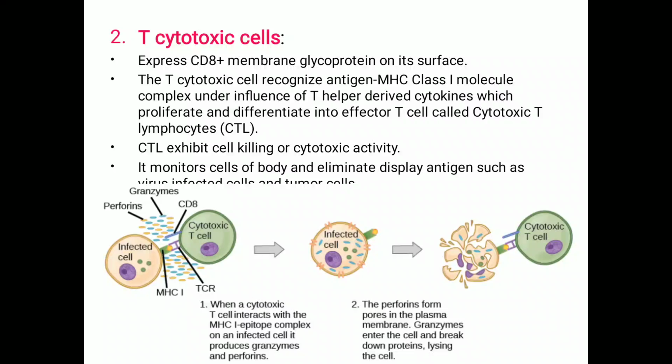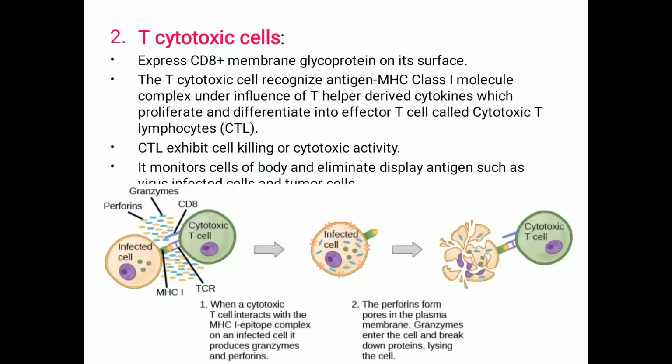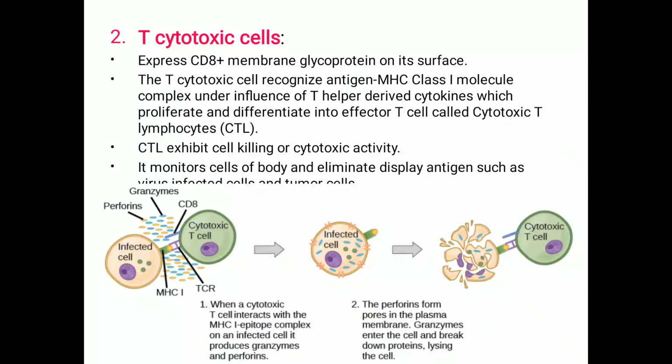So here you can see in this picture that the T cytotoxic cells present the CD8 positive membrane glycoprotein on their surface, and this T cell receptor will only recognize the antigen when presented by class I MHC molecules on the surface of infected cells. So when this complex formation takes place, the T cells differentiate into cytotoxic T lymphocytes and will release perforins and granzymes. These perforins and granzymes help in the elimination of the antigen.